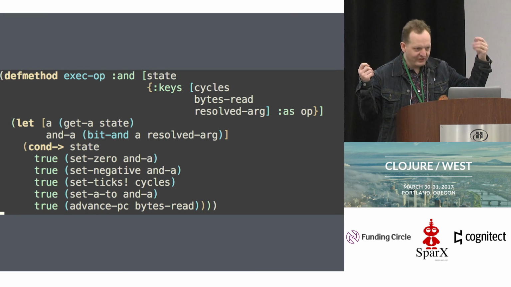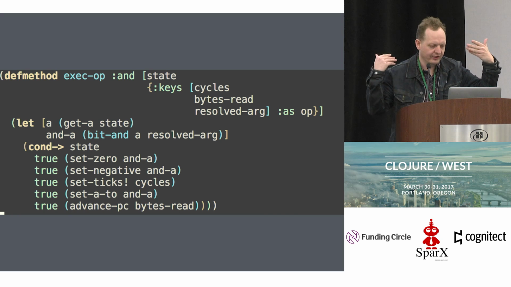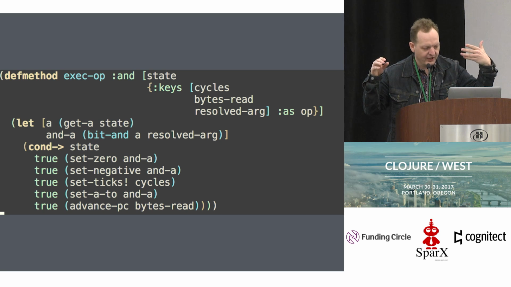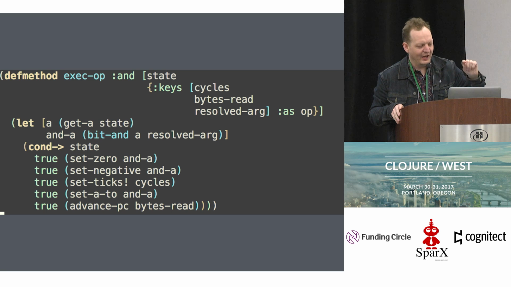So we take the state, which is just our big map of state. I showed you the simplified version of that model. And then we take the operation and we apply all of these things to the state. So that cond arrow, I promise, actually should be there. I just deleted something that we don't care about right now so that the slide would fit.